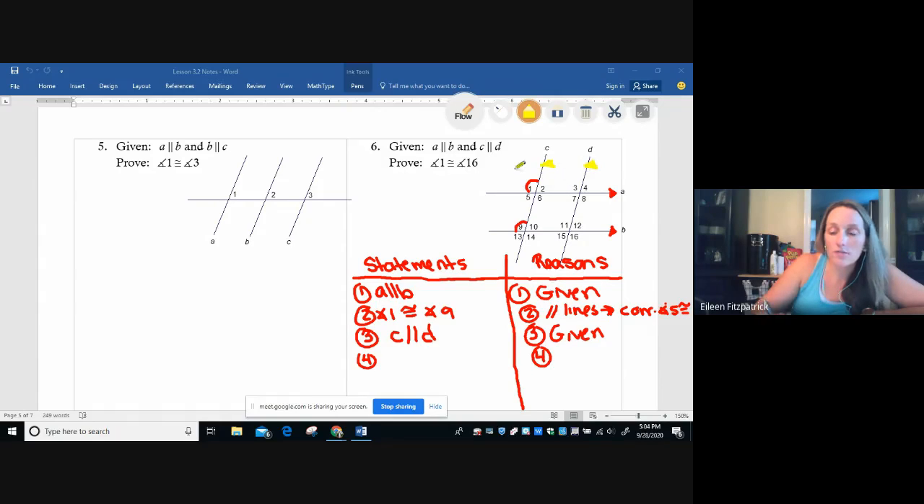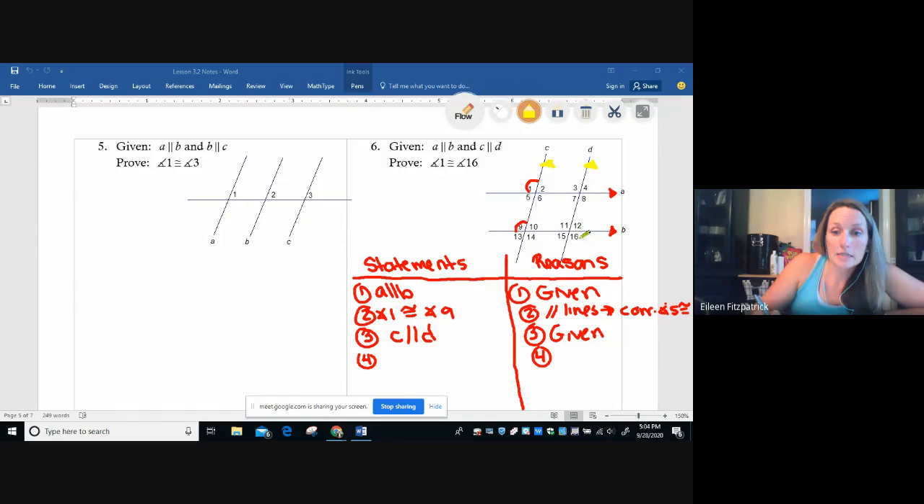And just like I did for the other example, I'd have to scribble out this transversal and look at these angles. What's the relationship between these angles? Then I'd scribble out this transversal and look at these angles and talk about the relationship between them. All right, so being that I want to pull 16 into the proof, I'm going to focus on this transversal. What is the relationship between angle 16 and another angle in the diagram?